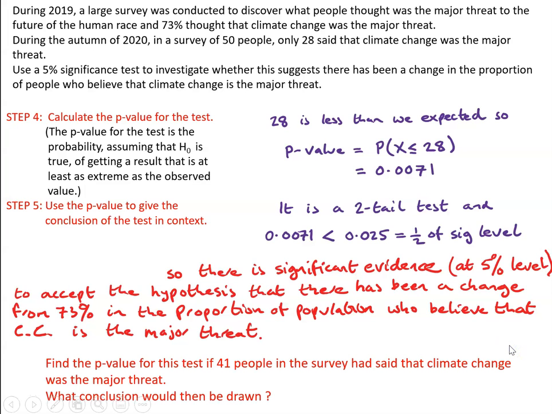Now, just as a short exercise, what I'd like you to do is find the p-value for this test if 41 people in the survey had said that climate change was the major threat. And what conclusion would you then draw? When you've done that, start the video again. There's just one more slide to see.